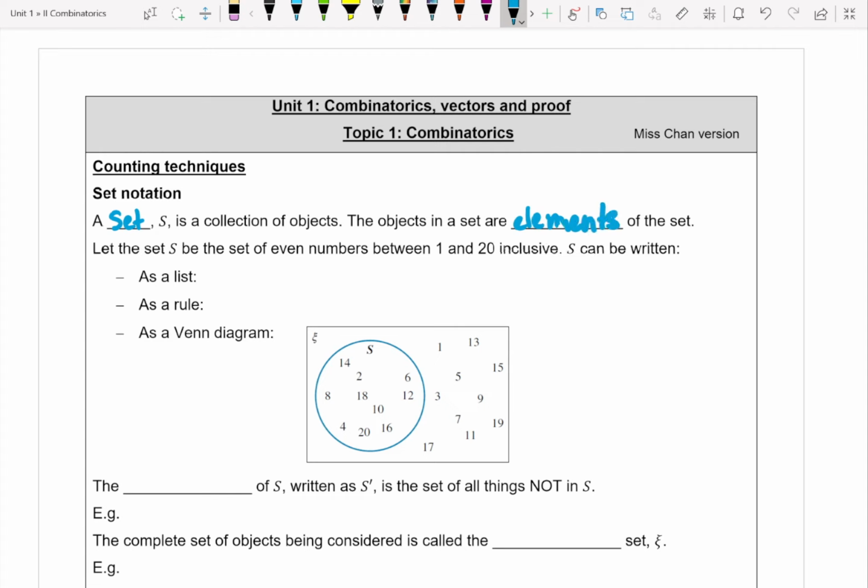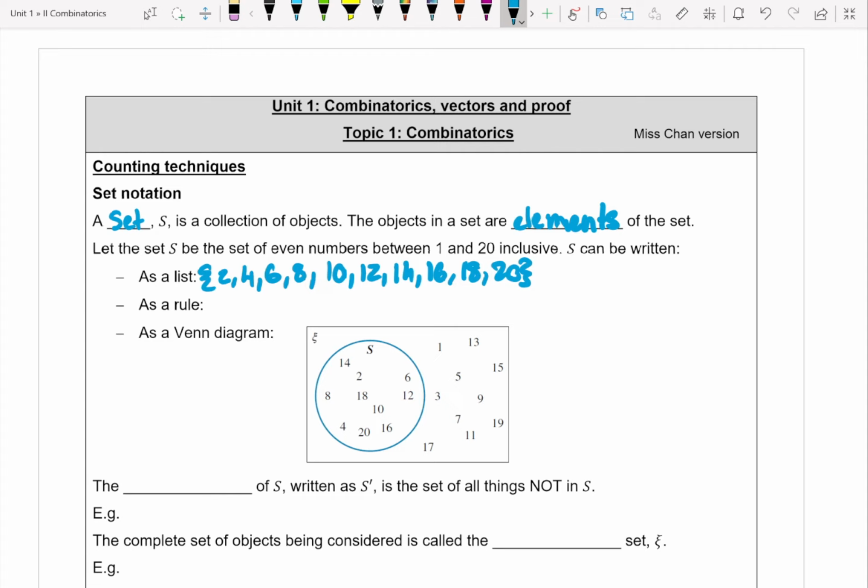So for instance, if our set is the even numbers between 1 and 20 inclusive, S could be written a number of ways. Three examples of this would be a list, a rule, and a Venn diagram. Writing it out as a list would just be as simple as separating all of the even numbers by commas, and then surrounding them by curly brackets, which are generally used for our set notation. So writing these all out, we get all the even numbers from 2 to 20 inclusive.